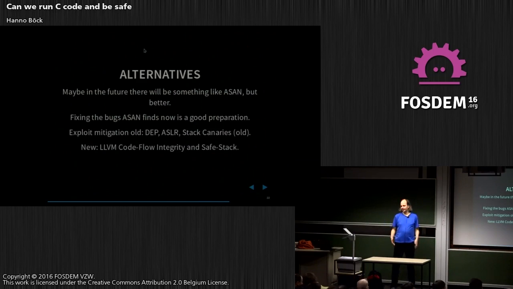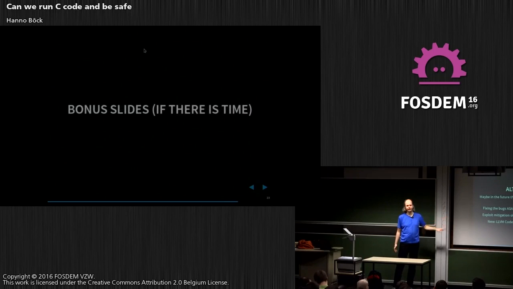The other thing that exists is various exploit mitigation techniques. I find it very unfortunate that ASLR is still pretty much not enabled on common Linux distributions. There's some interesting work on new exploit mitigation techniques. LLVM now has control flow integrity and safe stack features, which, if you want to use something for production right now, are probably more interesting.